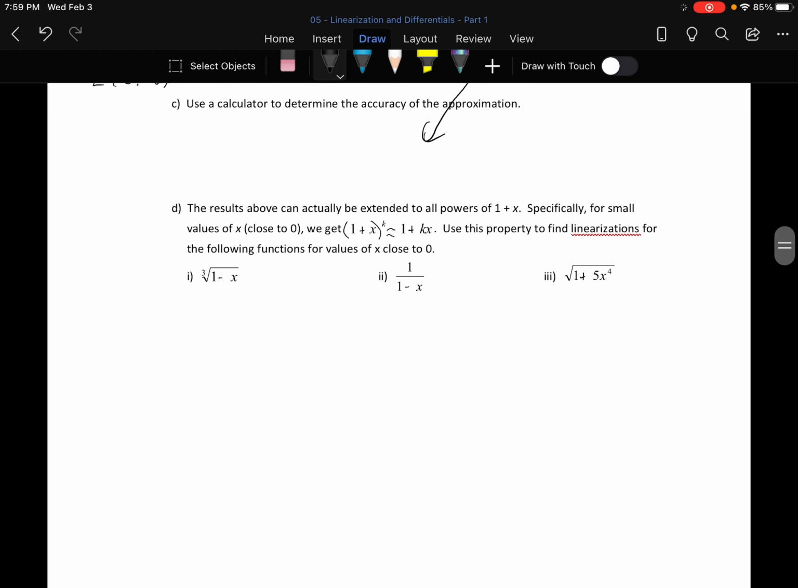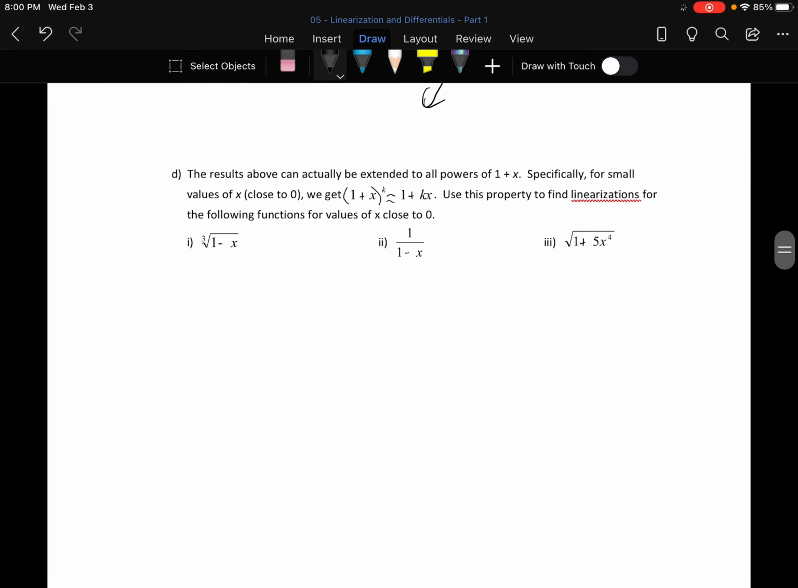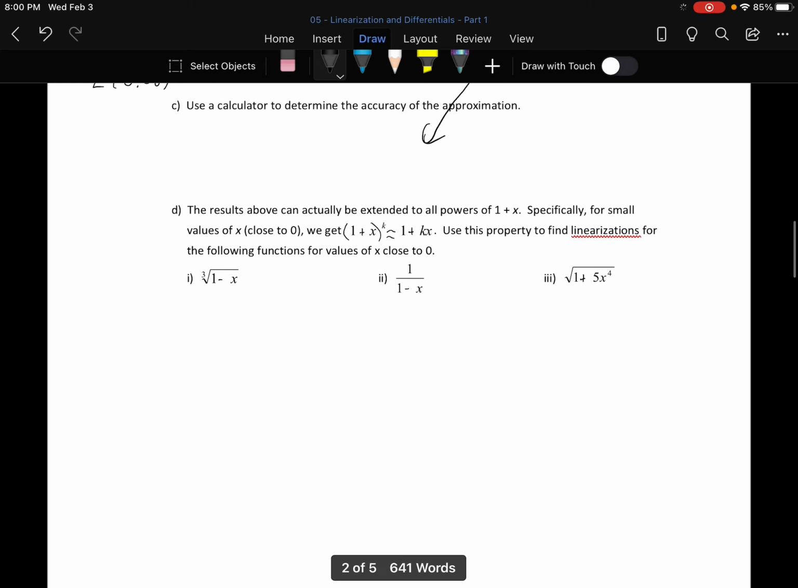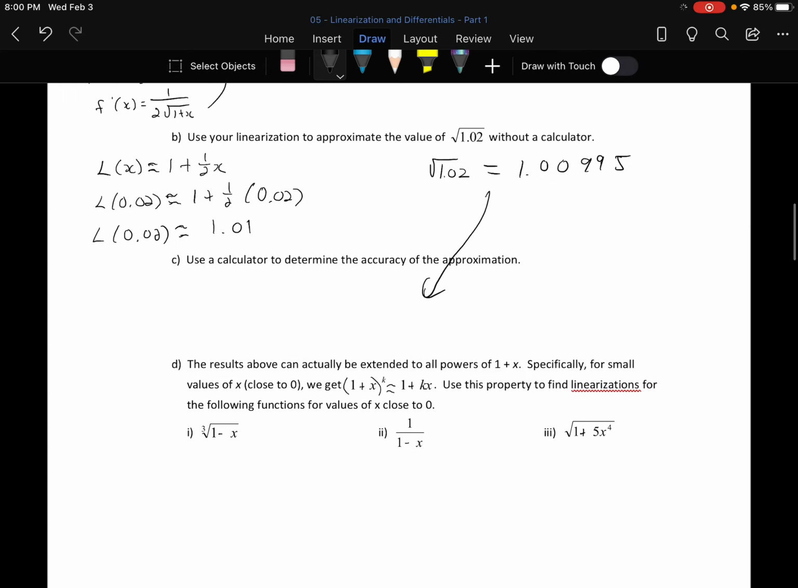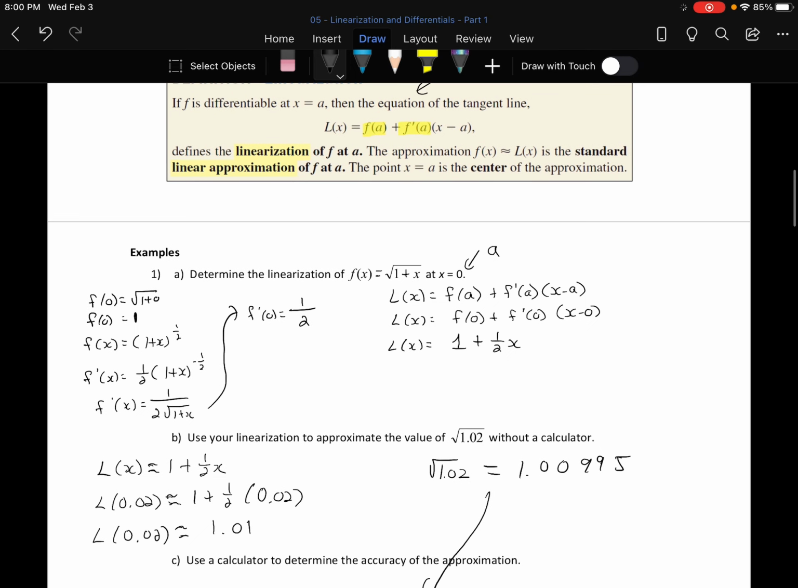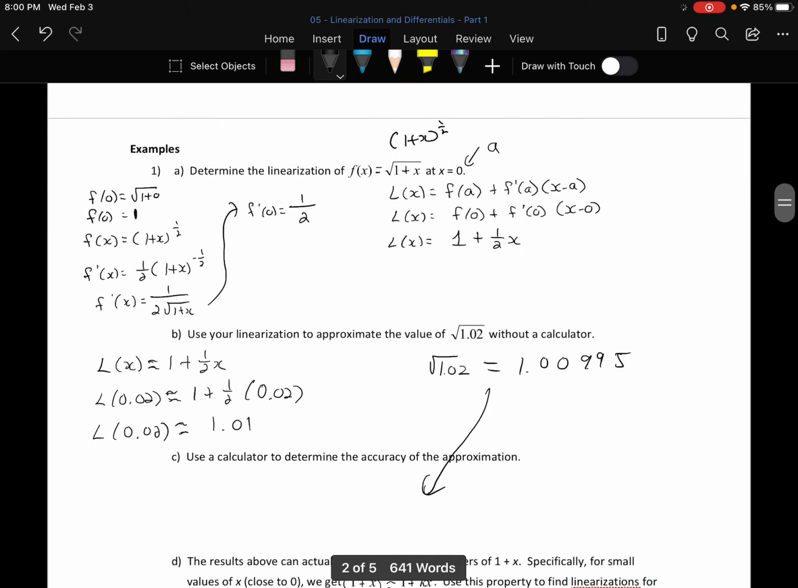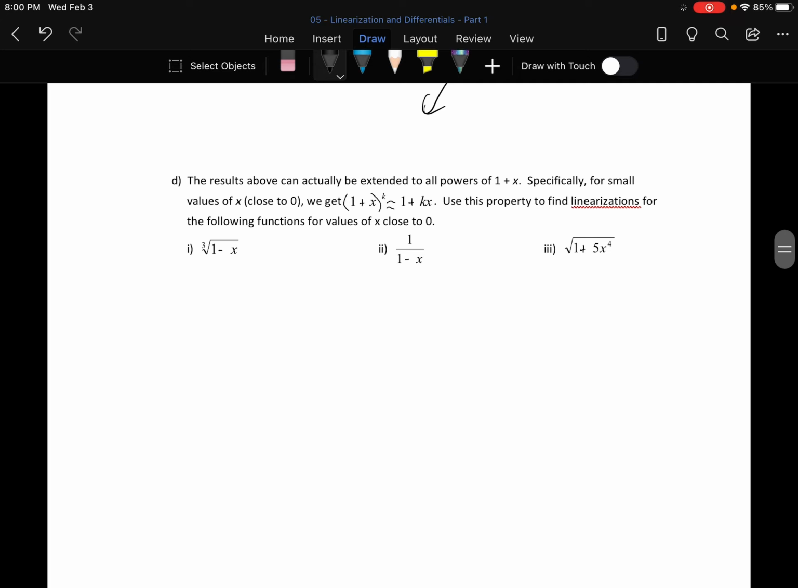Now, we can extend these results to any power of 1 plus x. Specifically, for small values of x, close to 0, 1 plus x to the k is always going to be approximately 1 plus kx. Does that hold here? Right here, when this was power 1/2, so this was 1 plus x to the 1/2, it came out to 1 plus 1/2 x, very simply. And it's pretty easy to extend that out. I might not be able to resist in a minute really proving that. But let's just use it for now, see how it's used, and then I'll do the proof in just a second.